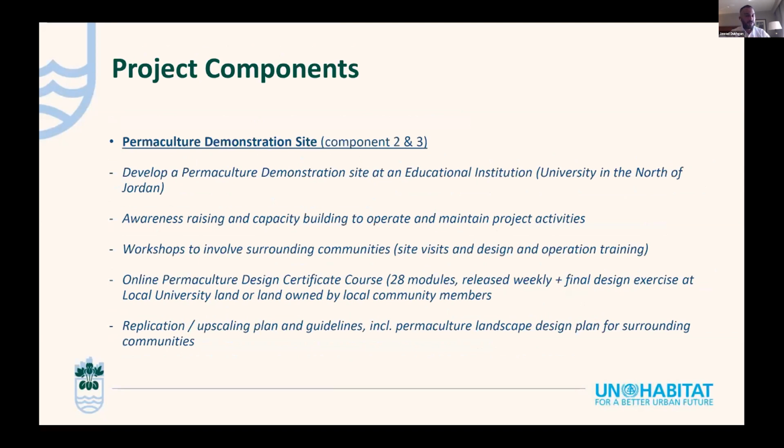We also have the permaculture demonstration site. We already signed MOUs and agreements with executing entities and an educational institution in Jordan that is going to host the demonstration site. The idea behind nesting it within an educational institution is that part of the program is to infiltrate the education curriculum of educational institutions. Whatever is developed at the demonstration site will find its way to the agriculture department of the university we're working with, Jerash University in the north of Jordan, and we're hoping to expand this to other universities. Of course, the workshops and trainings will not only include the students, but also the nearby community.